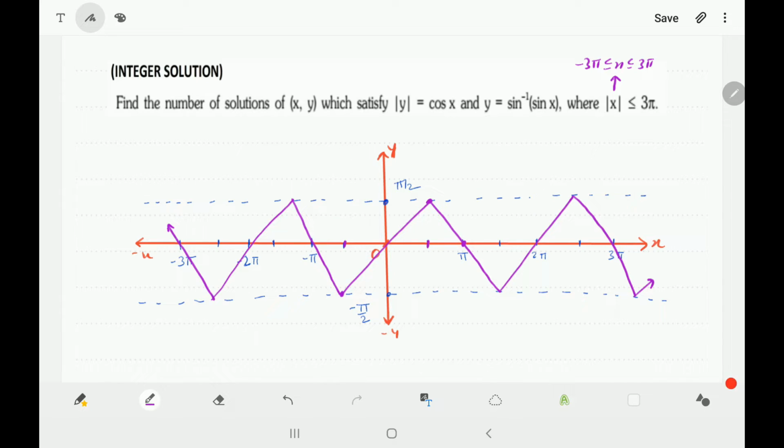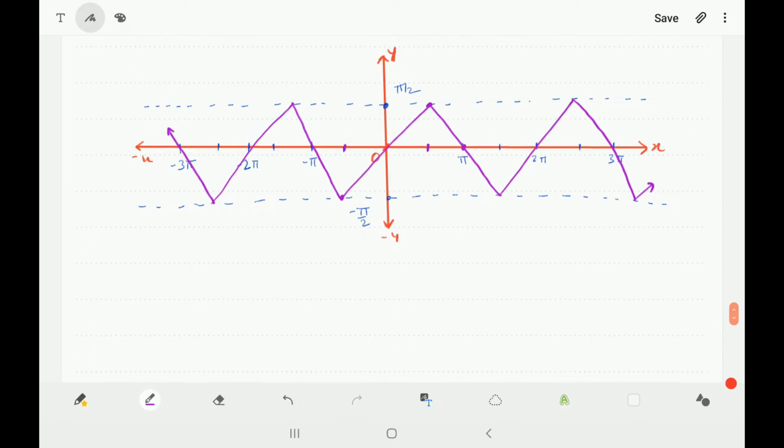Now we have to draw the graph of mod y is equal to cos x. So you already know that y is equal to cos x is like this. The graph of y is equal to cos x is like this at pi by 2, at pi like this. So mod y, how you draw mod y? For mod y you reject the lower half and take mirror of upper into lower. So the final graph will be somewhat like this, if you know the transformations.